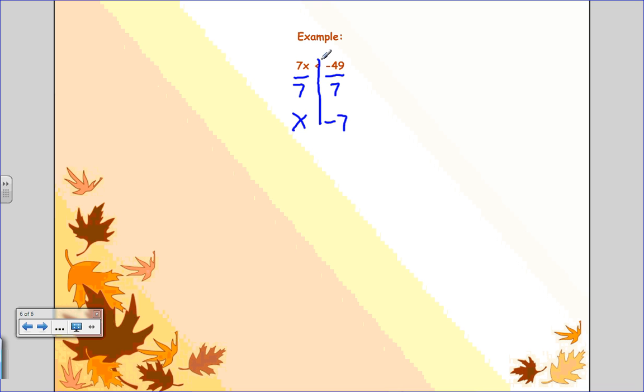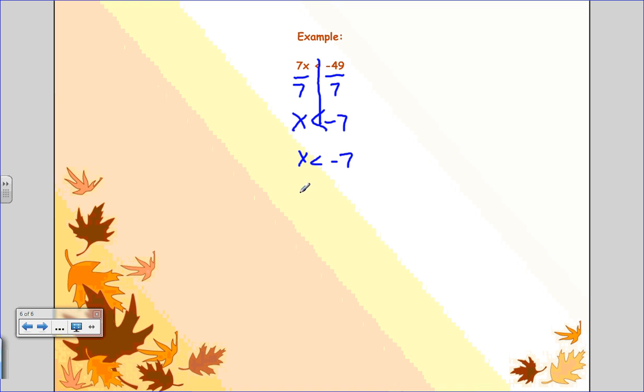Now the question is, do I flip this around? A lot of people think yes, because they see a negative here, they see a negative answer, yeah, flip it around. Actually, we do not flip it around. You only flip it around if what you divided by, in this case the 7, were negative. Since it is not, that sign does not flip around. It's x is less than -7.